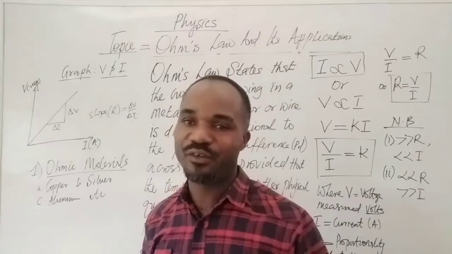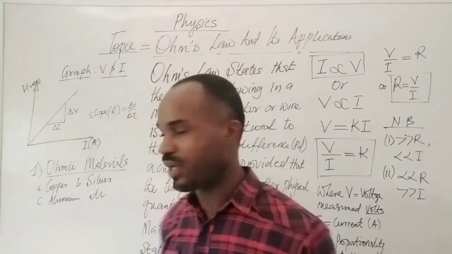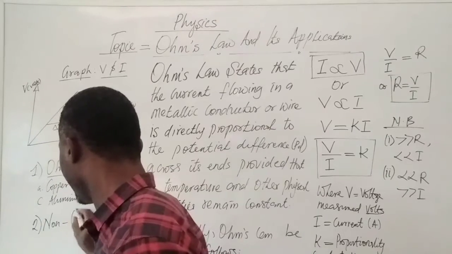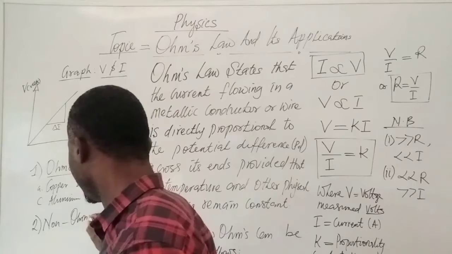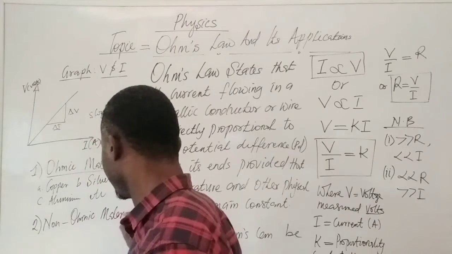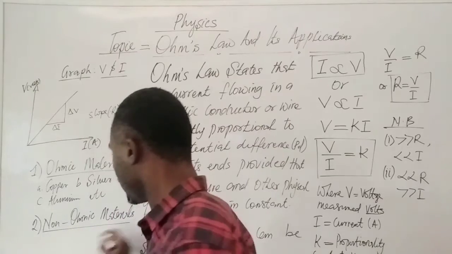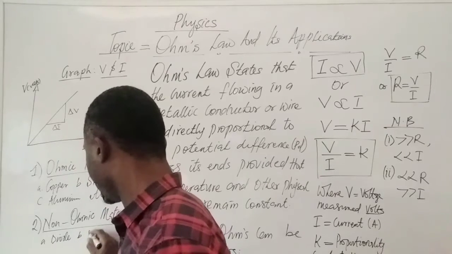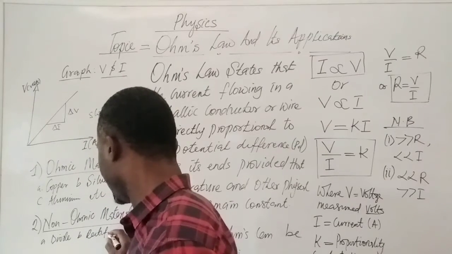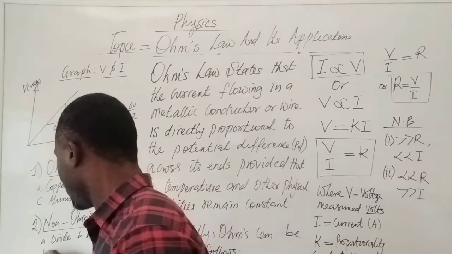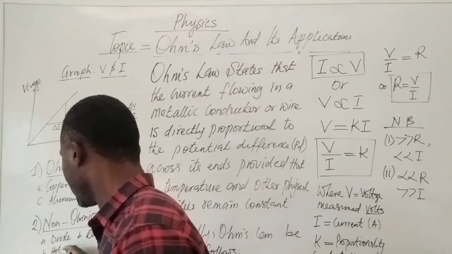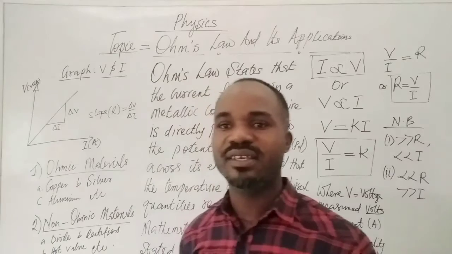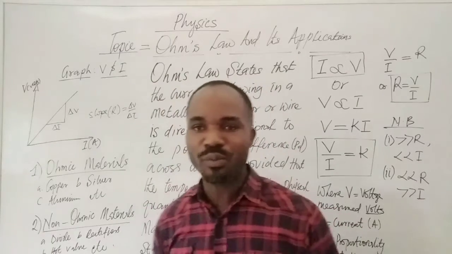However, there are materials that don't obey Ohm's law no matter what, and such materials are referred to as non-ohmic materials. Non-ohmic materials are: A, diodes; B, rectifiers; C, hot valve, and so on and so forth. So these are materials that do not obey Ohm's law.